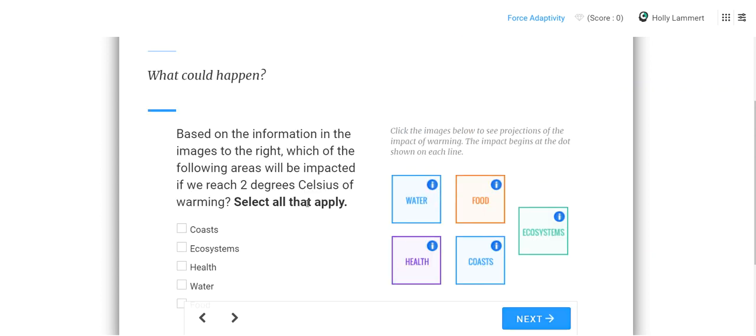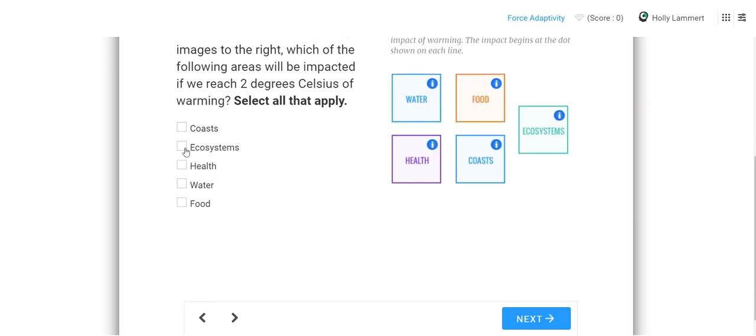All right, so based on the images on the right, which of the following areas would be impacted if we reach 2 degrees Celsius of warming? Select all that apply. Coasts, definitely from sea level rise, ecosystems, biodiversity loss, health, water, food from plants being affected by drought, water drying up, health. We looked at that case of DDT and malaria. That's one example. But with decreased water and food, definitely increases health, or it decreases health to a population.